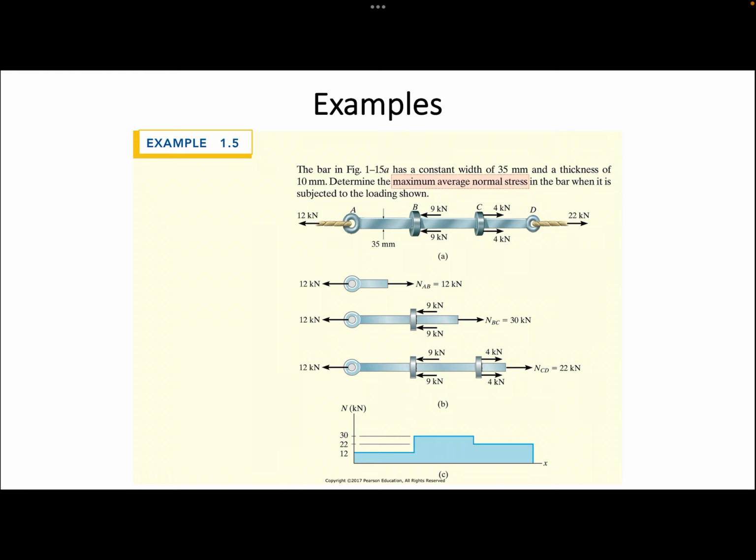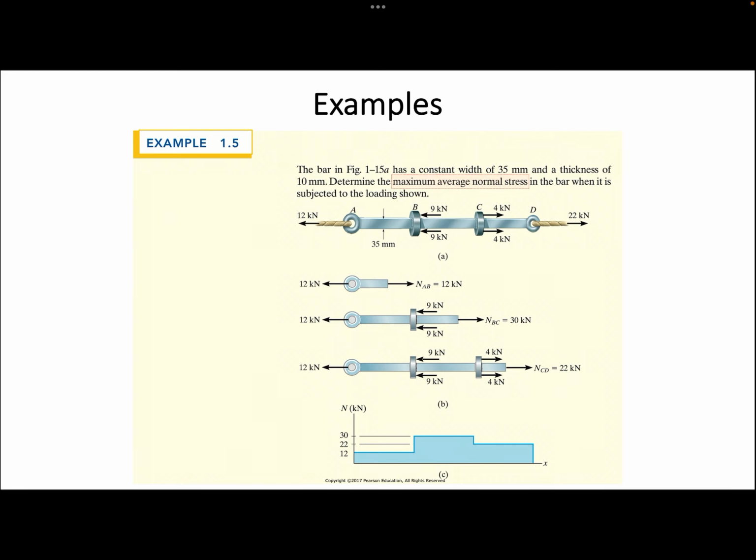Let us first try to understand the question. While we know what average normal stress is, I suppose some of you might get confused by the word maximum here. As you can see, since the bar consists of three different segments, what that means is we need to determine the average normal stress for each segment and then find the maximum value among them.